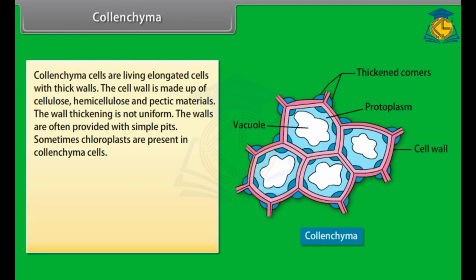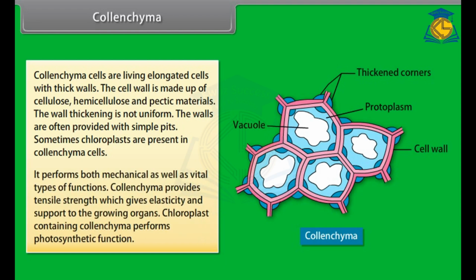Collenchyma. Collenchyma cells are living elongated cells with thick walls. The cell wall is made up of cellulose, hemicellulose, and pectic materials. The wall thickening is not uniform. The walls are often provided with simple pits. Sometimes chloroplasts are present in collenchyma cells.